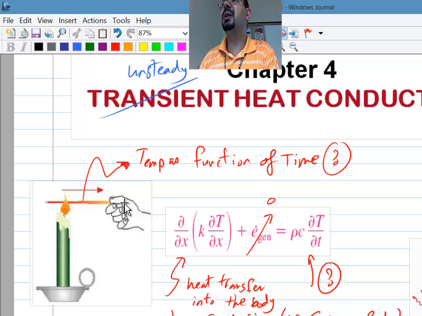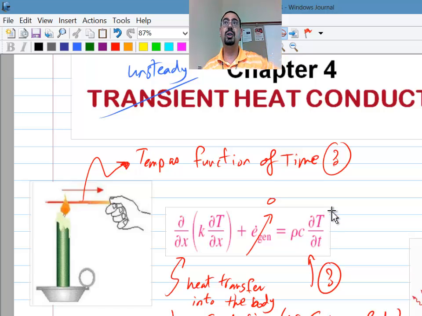So why is this problem hard? Because you now have to deal with the whole equation. You cannot neglect the unsteady term anymore. Let's neglect the E dot generation so we don't make our life miserable. If we keep those two terms, the conduction term and the unsteady term, this is very tough mathematically. Why? Because it's a partial differential equation, because T is a function of x and T is a function of t.